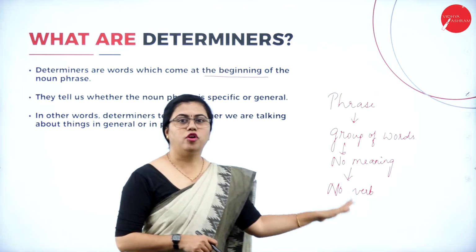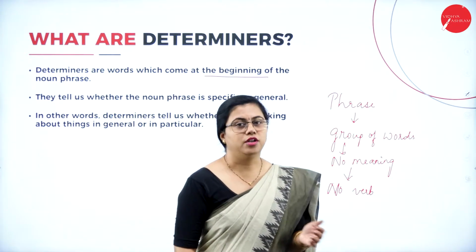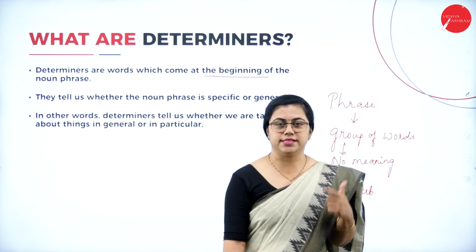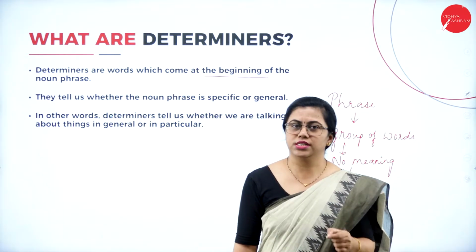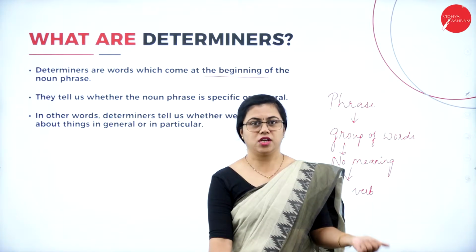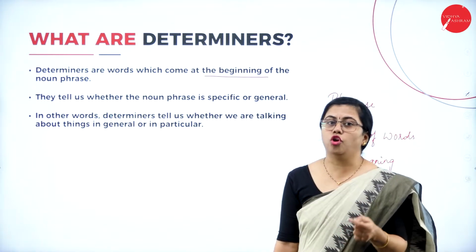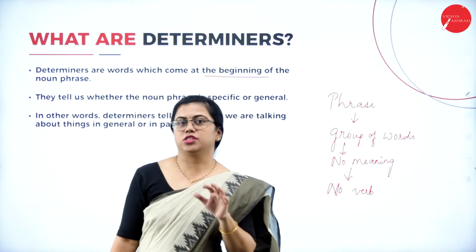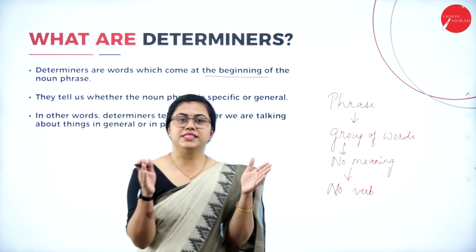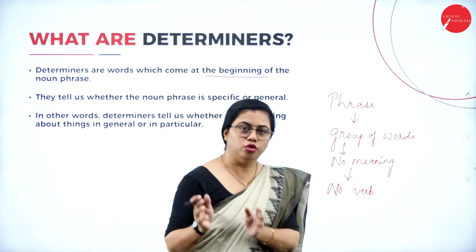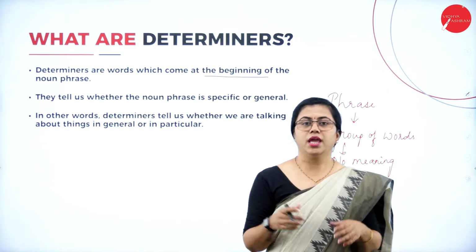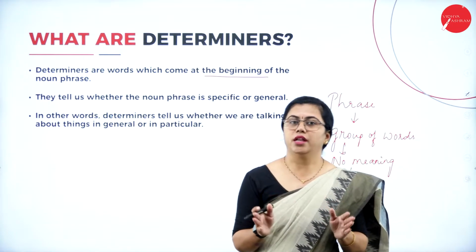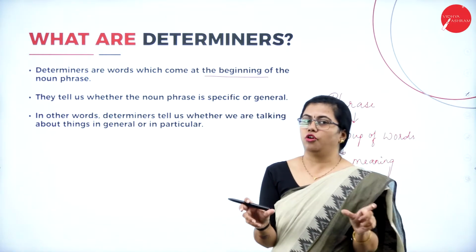Whereas a phrase will not have a verb. It neither has a verb nor does it have a meaning. It is just used to enhance the sentence, to give extra meaning to the sentence. So that is called a phrase. A phrase that plays the role of a noun is called a noun phrase. That means in a sentence, if a group of words, that is more than one word, is used as a subject or an object, it is called a noun phrase. So this is the definition of a noun phrase.